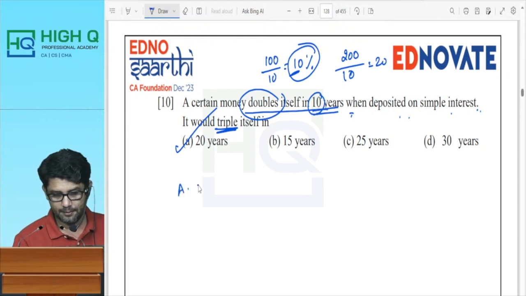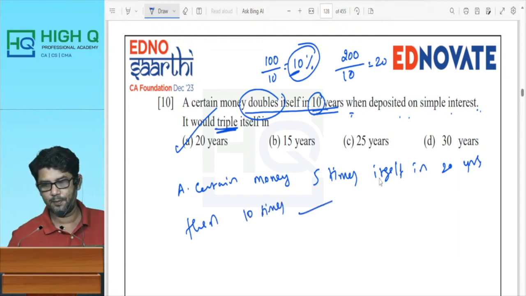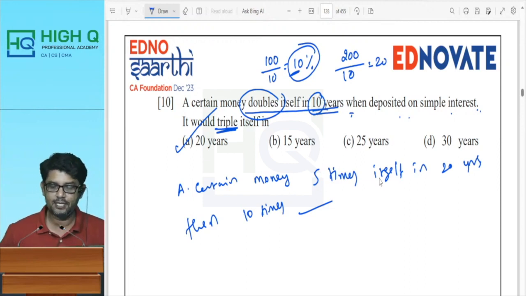Now I want you to give me the answer. A certain money becomes 5 times itself in 20 years. Then 10 times itself in how many years? Can you please calculate and give me the answer?